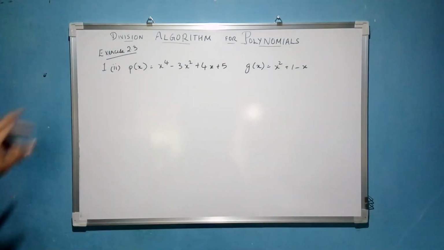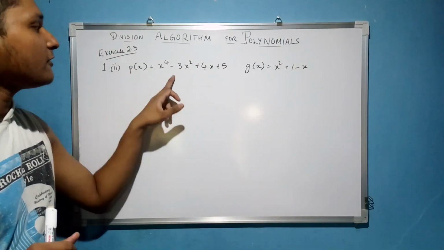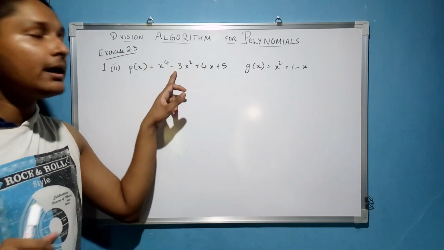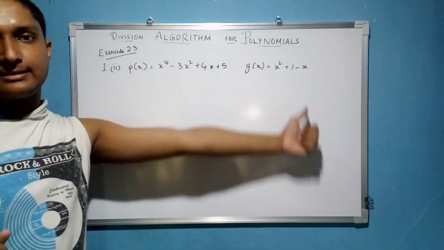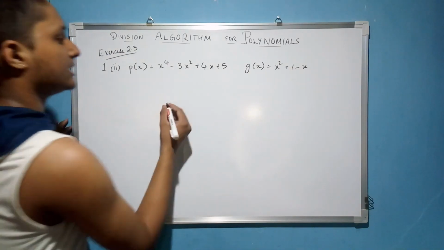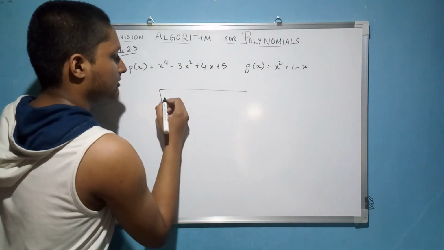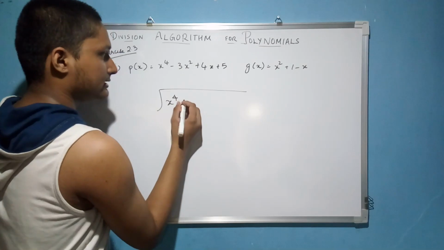Okay. This is the second subdivision. You have p of x given as x raised to 4 minus 3x square plus 4x plus 5, and g of x to be written like this. For that, first I need to take the long division, right? That is the only thing I need to do in this question.